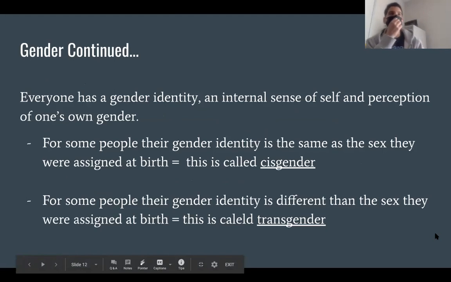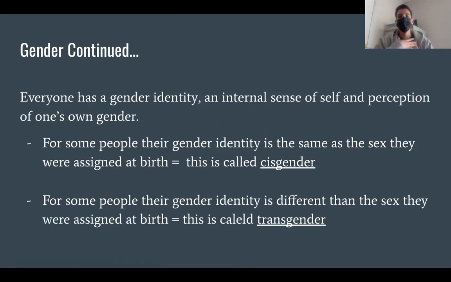So gender identity, what does that mean? It is an internal sense of self and perception of your own gender. It's what you feel inside. Nobody can really tell you that. It's just what you feel. And for many people, their gender identity is the same as the sex that they were assigned when they were born, right?